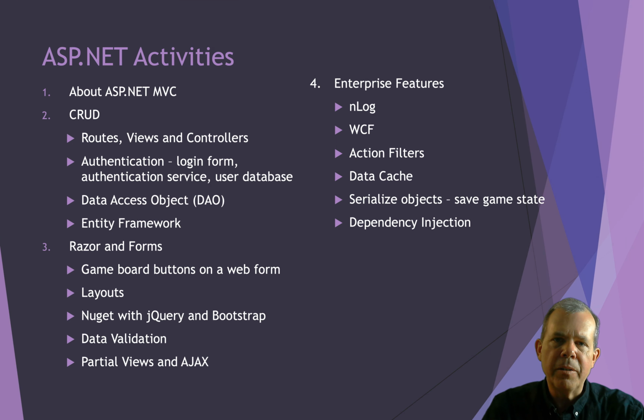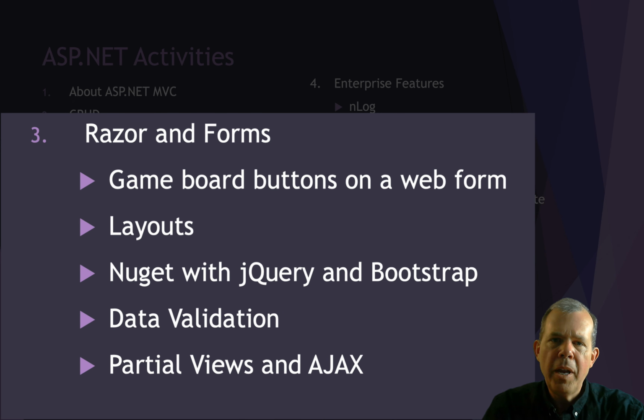Then we worked with Razor and forms. So that involved creating a set of buttons so we could create a game. It worked with layouts, so you had a header and a body and a footer. We worked with Bootstrap, so you can make your own nav bars. We worked with data validation so that you can check to see if some fields are required or if the date needs to match. Then we talked about partial views, so you can update just a piece of the web page.